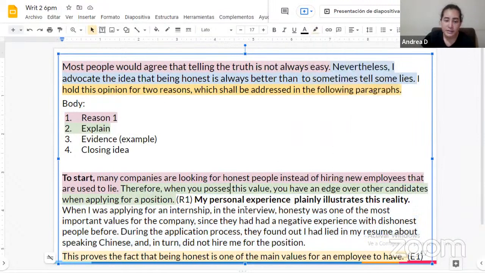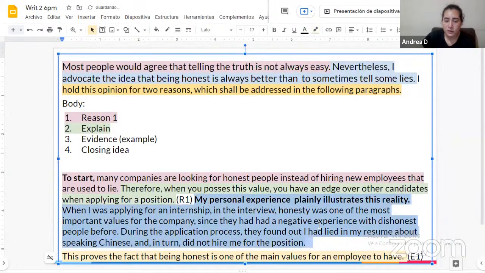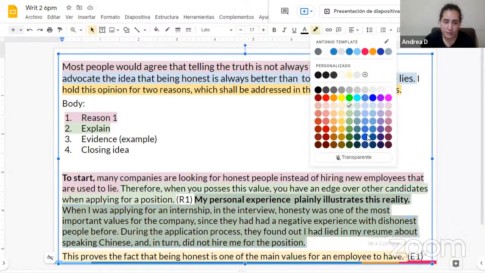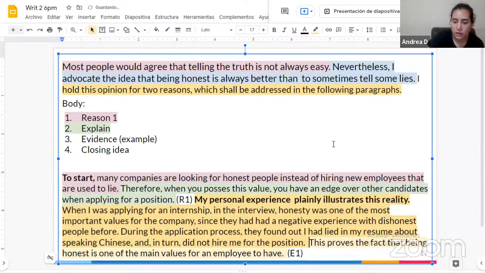It's well explained. It's about 60% of our paragraph. So do you have any questions about the example? Do you understand how it's connected to our reason and to our position? Is it okay? Yes, I think it's understandable.